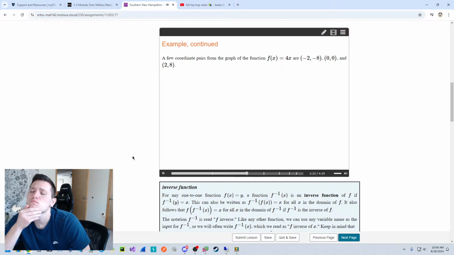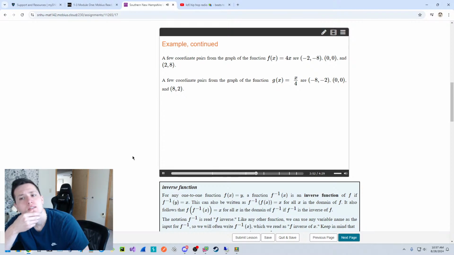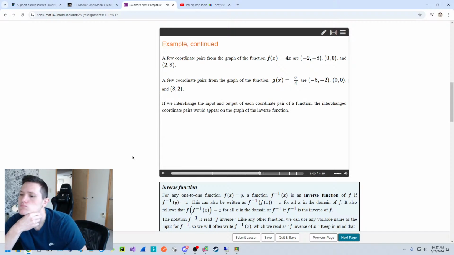A few coordinate pairs from the graph of the function f(x) equals 4x are (-2, -8), (0, 0), which is the origin, and (2, 8). A few coordinate pairs in the graph of the function g(x) equals x over 4 are (-8, -2), (0, 0), and (8, 2). If we interchange the input and output of each coordinate pair of a function, the interchanged coordinate pairs would appear on the graph of the inverse function.